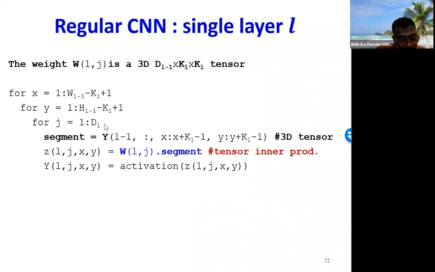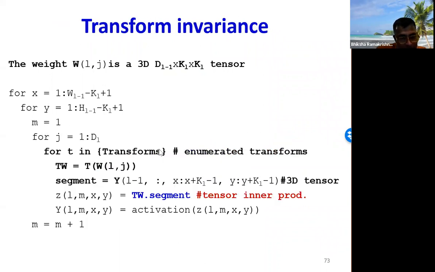So at the pseudocode level, here is the usual scanning. You scan the input, go through the filters, and each filter chunks out a section of the input, computes the affine term, and then applies the activation. If you want transform invariance, you add an extra loop. Each filter is first transformed according to every one of the transforms that we want to consider. And then we compute the inner product between the segment and the transformed filter, and then the activation. So you're going to get as many activation maps as you have transforms. This really should have a T. This code is buggy. There's going to be an M, T.